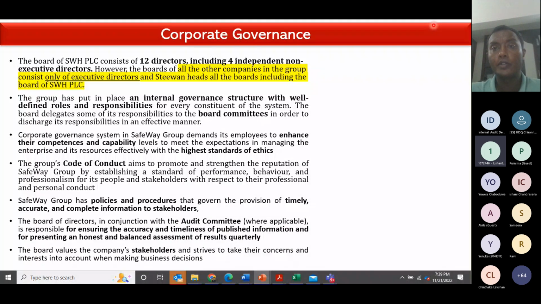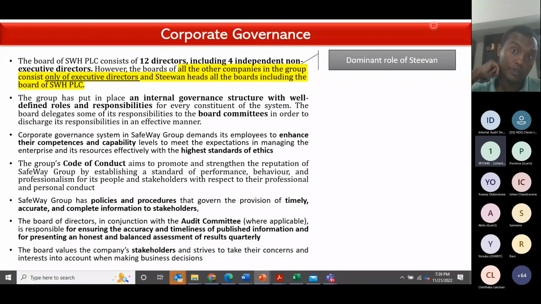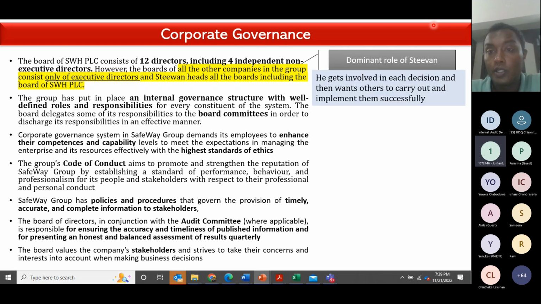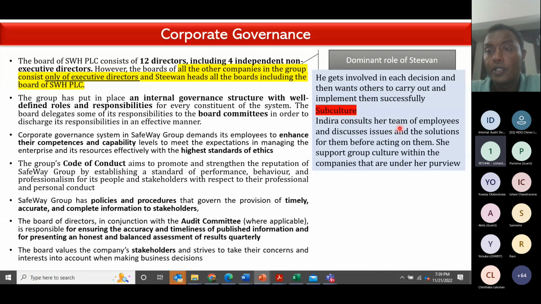Now, see some of the governance issues that potentially, some of you rightly mentioned, the dominant role of Stephen, which is also evident by his aggressive involvement in the business, right? And see this point, this is from the case study. He gets involved in each and every decision, and wants others to carry out and implement them successfully. Whereas Indira's approach is different. She consults employees, discusses the issues before acting on them. She supports the group culture within the companies that are under her purview.